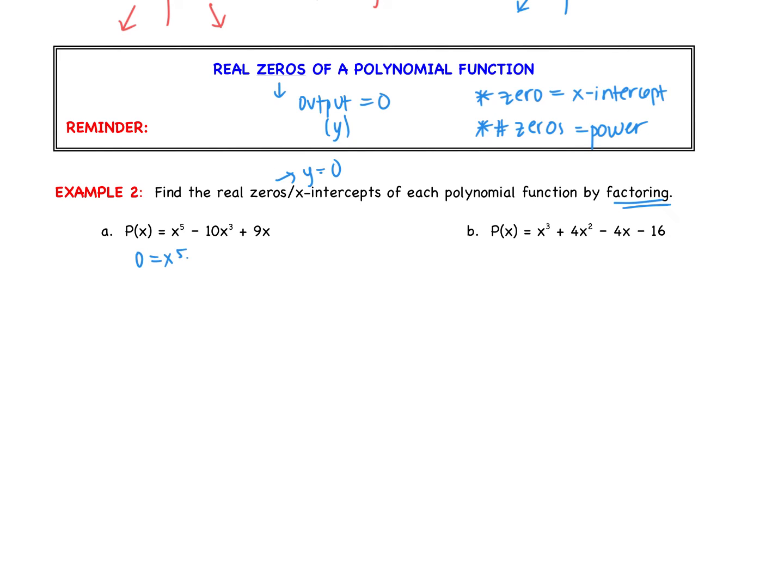So we get 0 is equal to x to the 5th, subtract 10x cubed plus 9x. And we're going to factor. First step to factoring here. Anybody? Take an x out. Take out a GCF. When we do, we get x to the 4th, subtract 10x squared, add 9. That will factor again then. We're looking for two numbers that multiply to 9 and add to negative 10.